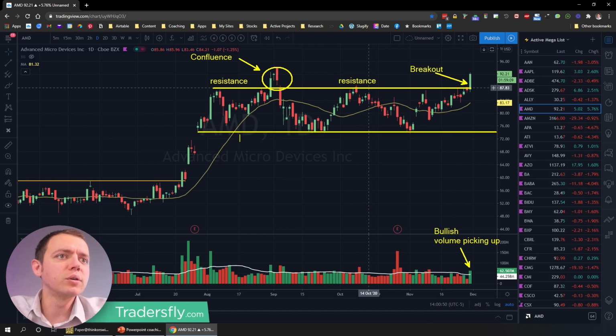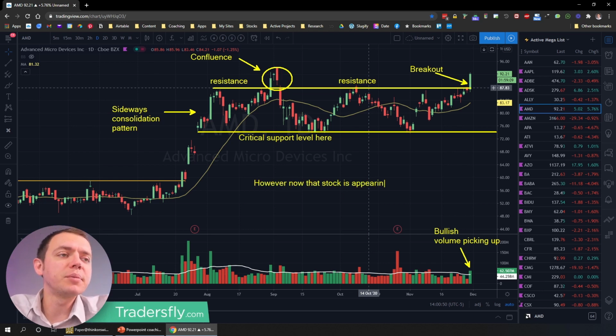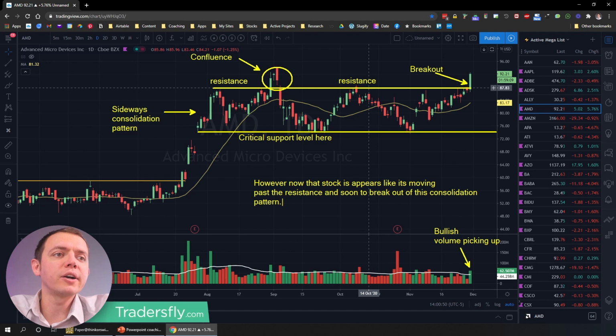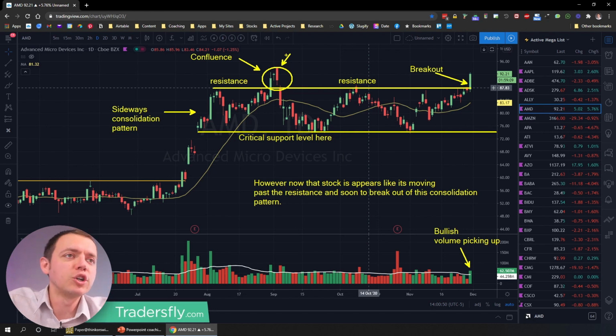You also have some critical support level here, so that's also good because this was your sideways consolidation pattern. However, now the stock appears to be moving past the resistance and soon to break out of this consolidation pattern. Doesn't mean it's out of the woods yet, because there is some confluence overhead that's a little bit of trouble, but ultimately the stock's been doing well. It continues to do well, pushing into higher prices with higher volume. So that's usually a good and positive sign. I think it should continue to move in that direction. Of course, if the market's more stretched, then that could be a bigger problem.